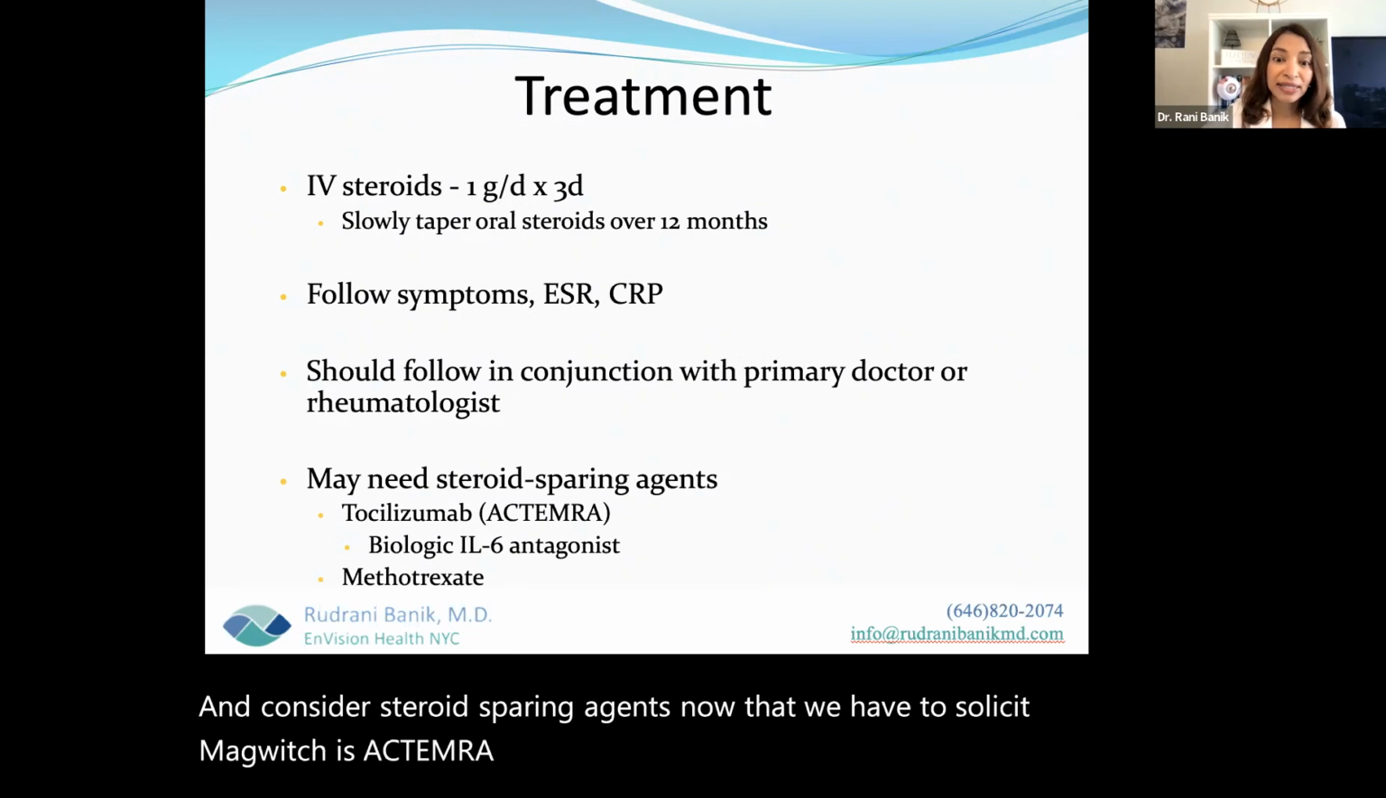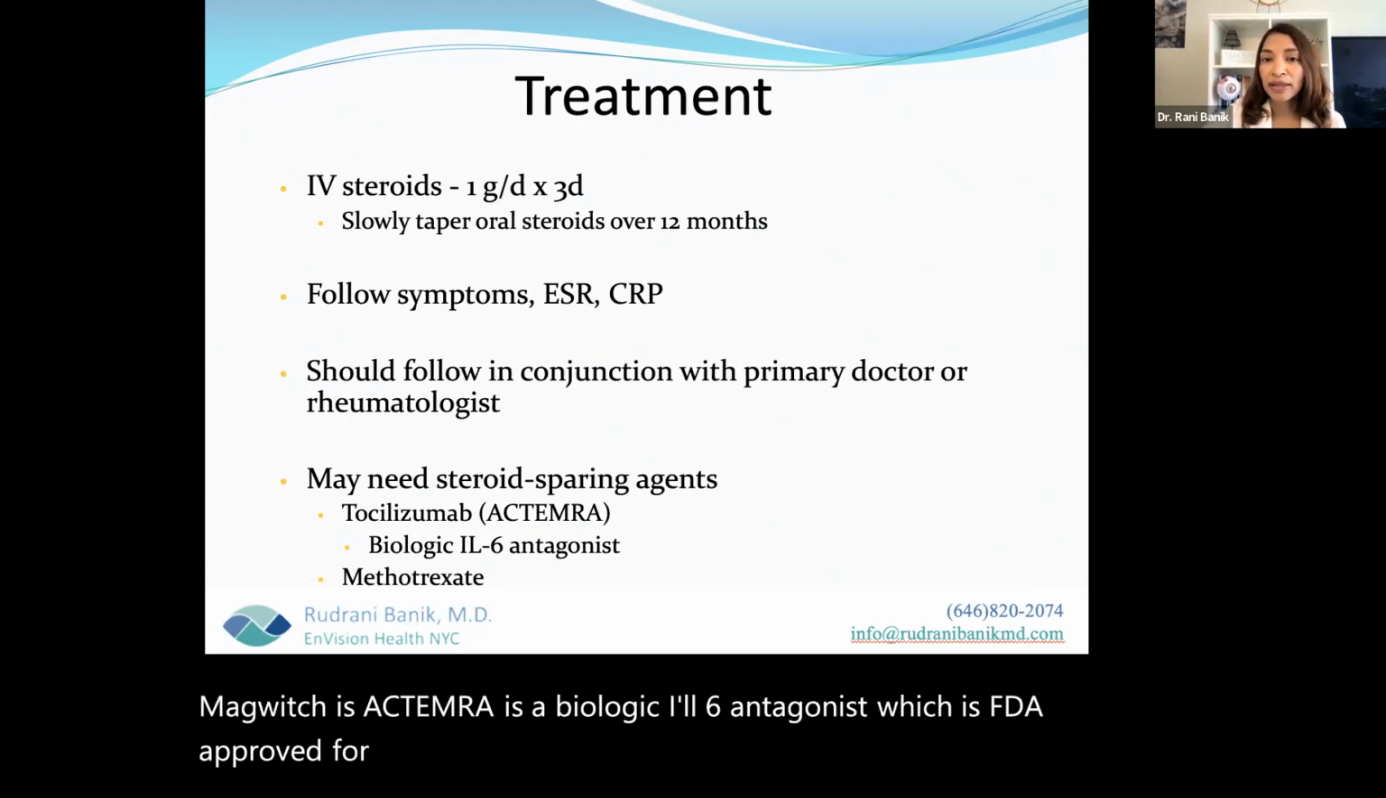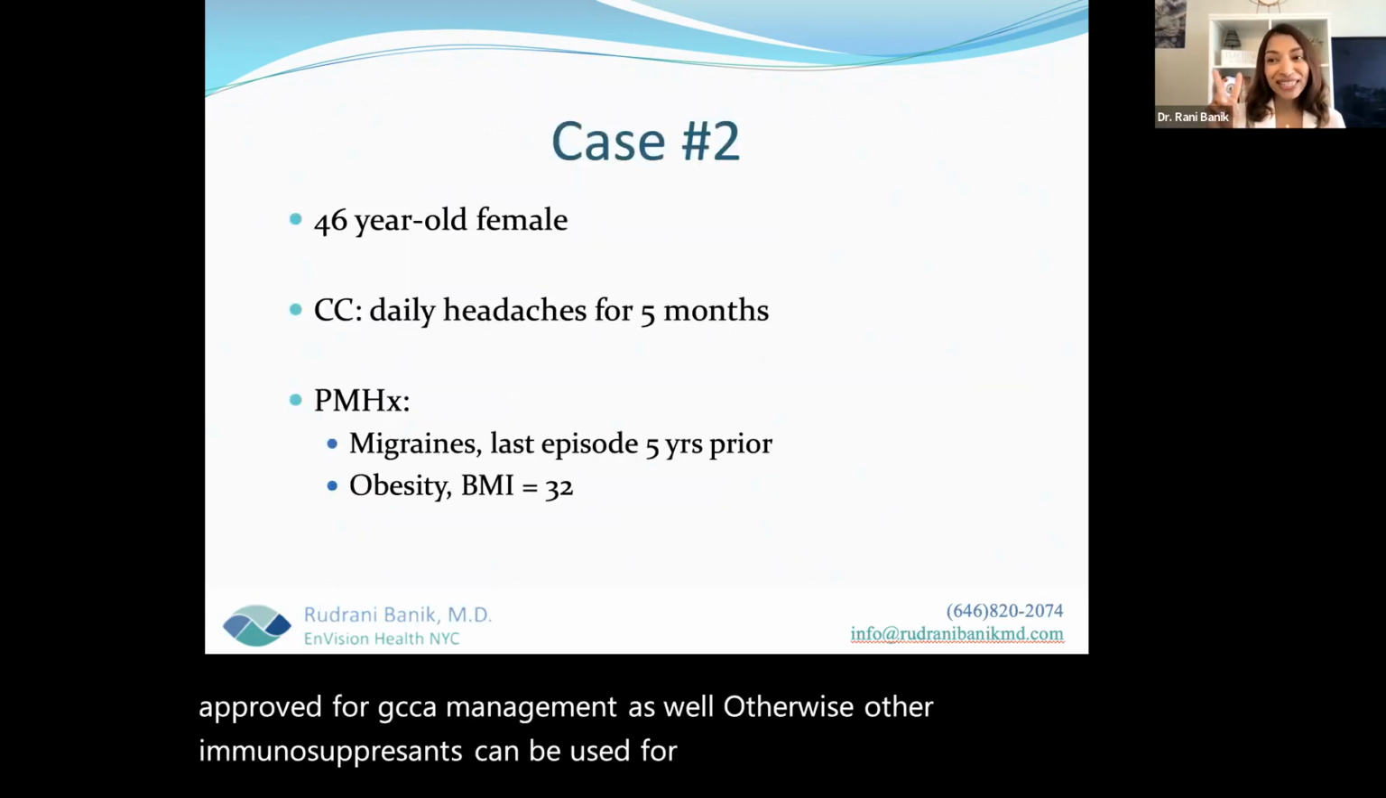It's a biologic IL-6 antagonist, which is FDA approved for GCA management as well. Otherwise, other immunosuppressants can be used, for example, methotrexate. So now let's move on to case number 2.